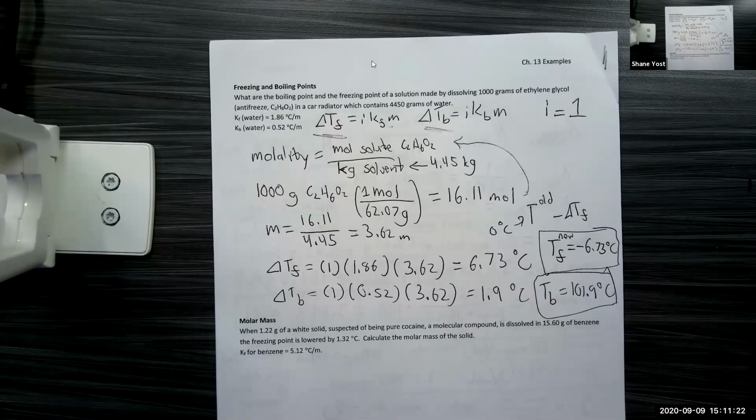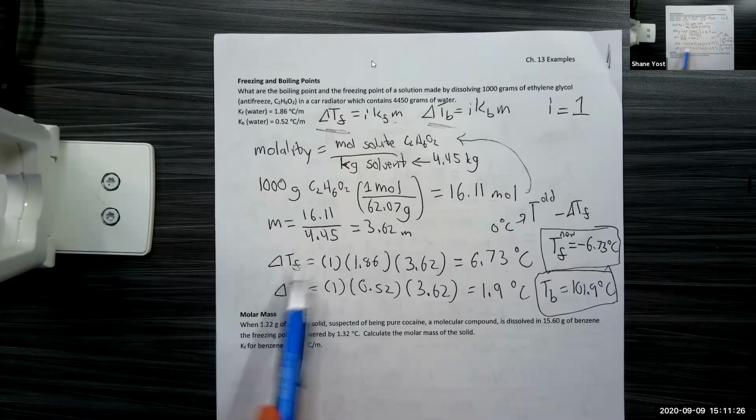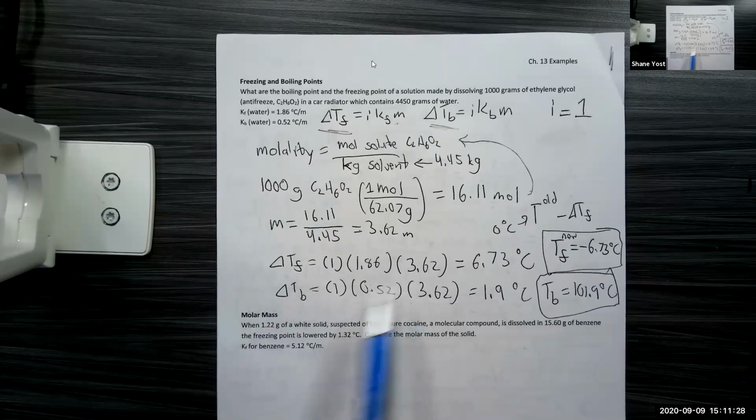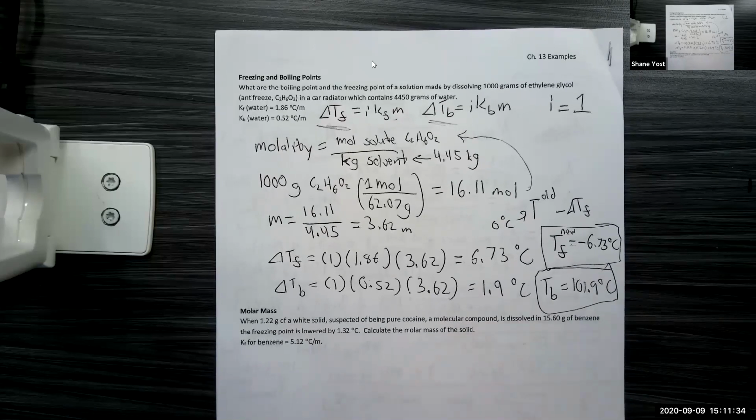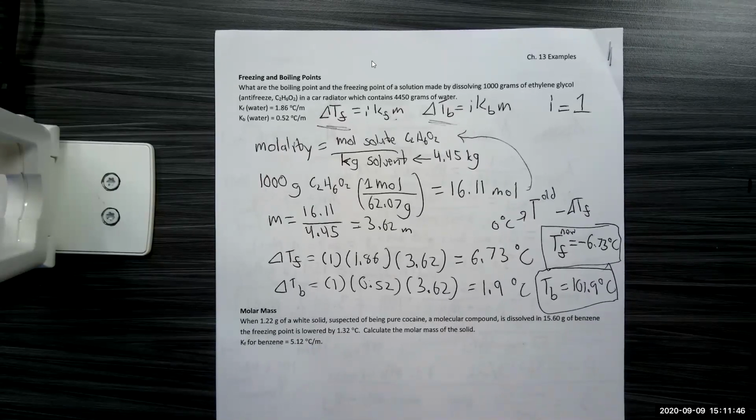If I doubled the amount of solute, I'm going to double the change because it's a linear relationship between the concentration and the freezing point. So if I did 2,000 grams of ethylene glycol, I would get a new freezing point of minus 13.46 degrees Celsius and a new boiling point of roughly 104 degrees Celsius. So you double these changes if you double the amount of your solute. Okay, cool. Thank you.